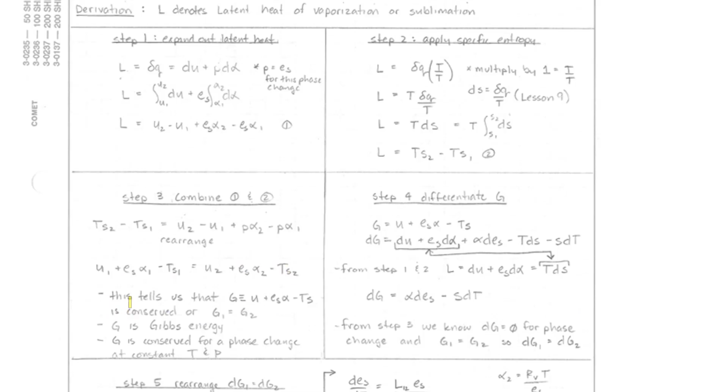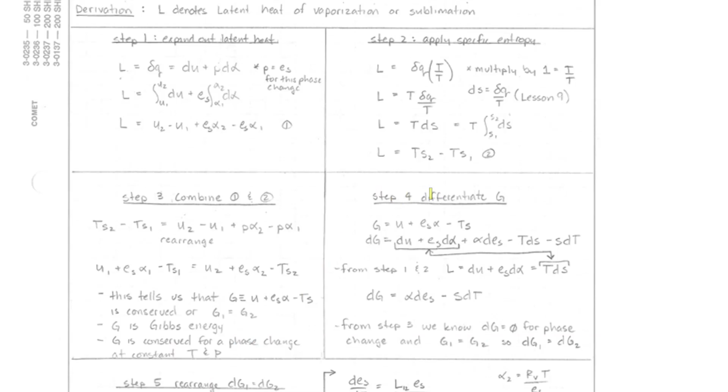And what does this tell us? It tells us that we're going to define a new variable G, which is called Gibbs energy, equals the U plus E sub S alpha minus T times specific entropy at a certain state. And it is equal to the same at the second state. In other words, G is conserved, or G1 equals G2, between phase 1 and phase 2. And G is defined as Gibbs energy. G is conserved for a phase change at a constant temperature and pressure.